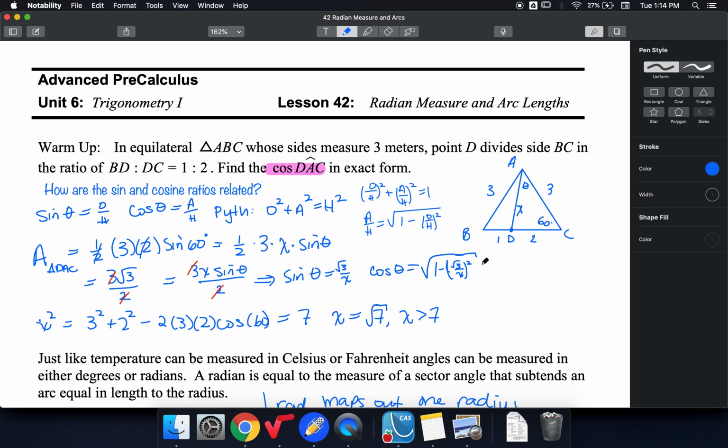Now that I know that, I can come in and plug in. I'm going to get the square root of 1 minus root 3 over root 7 squared. Well, of course, that's just 3 over 7. So I get the square root of 4 over 7, which I could rewrite as 2 over root 7, or conversely, I could write that as 2 root 7 over 7. Either of these two answers is the best, and I have found cosine theta.